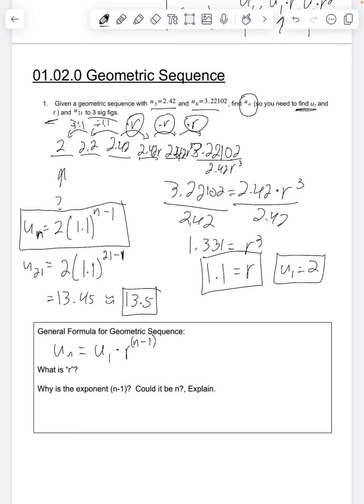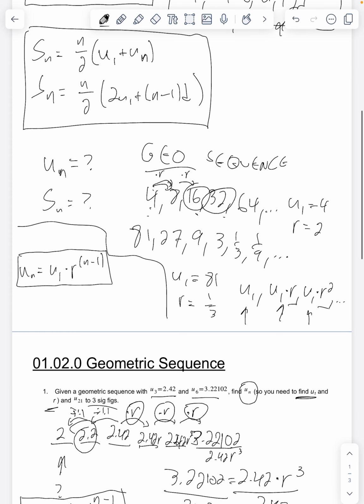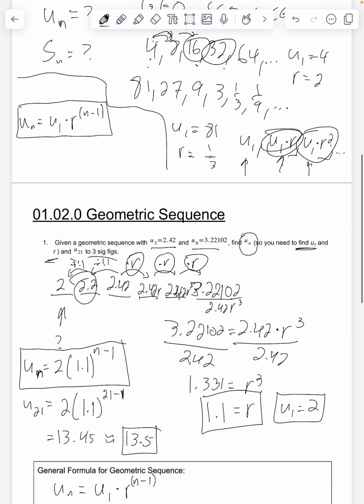So down here it says, why is the exponent n minus 1? Because u1 has not been multiplied by r yet. The first time we multiply by r is the second term. We kind of had that up here, right? The second term is the first time we multiply by r, and then the third term has 2 r's. The fourth term will have 3 r's. So it's always n minus 1.